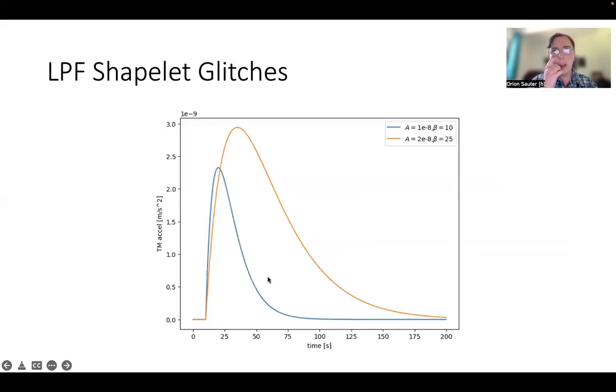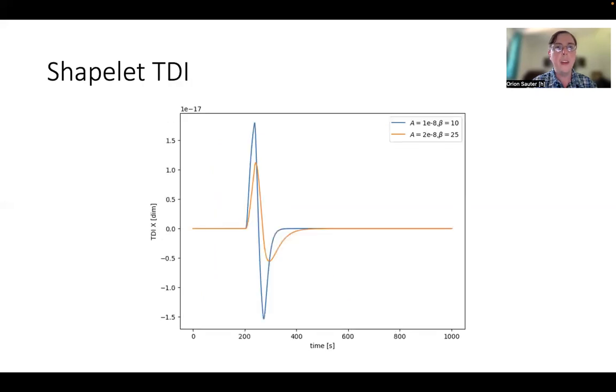Here is what the glitches look like in acceleration. This is the test mass acceleration in meters per second squared. At the beginning of the glitch, there's a quick kick of acceleration that reaches a maximum, where A is the change in velocity. This maximum acceleration is at the time beta. And then there's a long exponential tail off as that force is decreased.